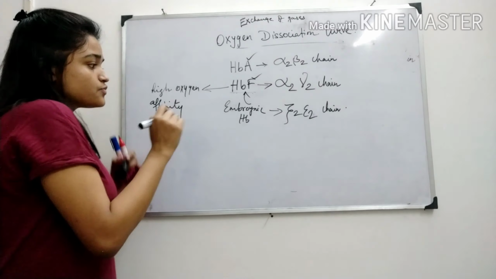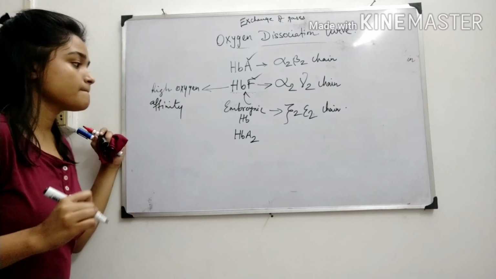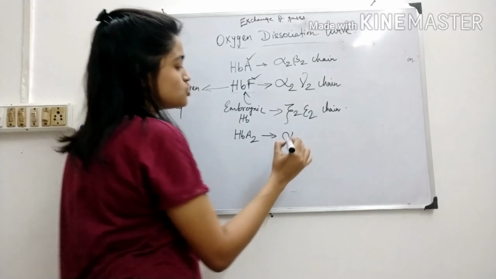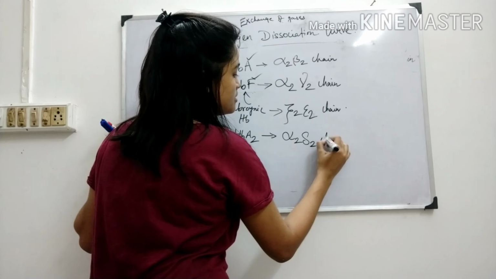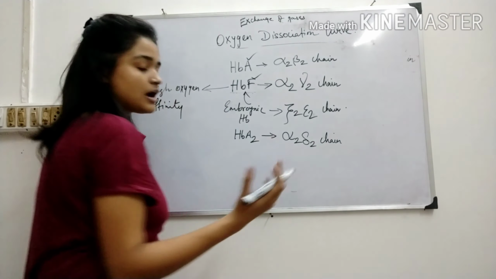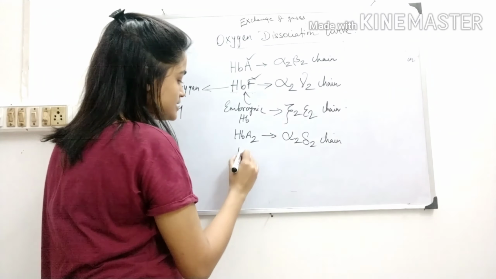Okay. Next we have another form of hemoglobin, which is HbA2. This is made up of alpha 2 delta 2 chains. And this is present just before birth. After birth, you do not have this one.